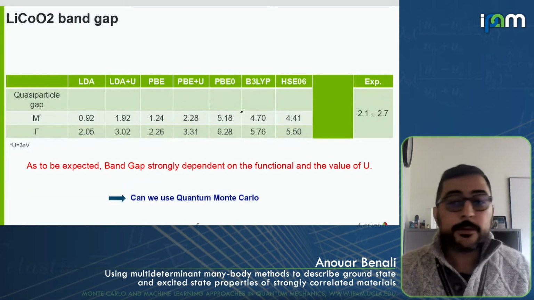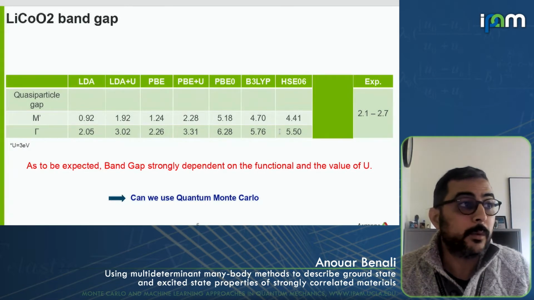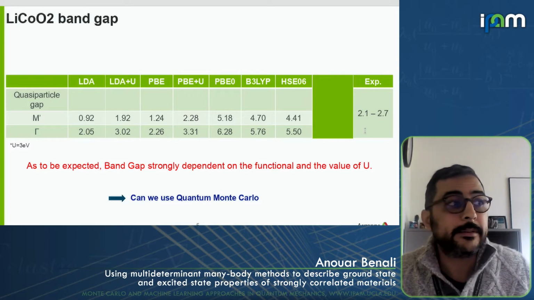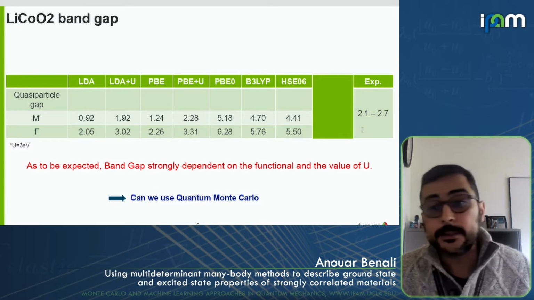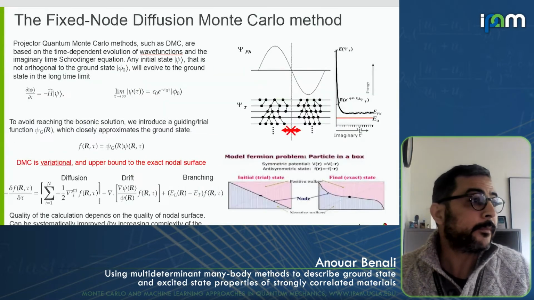So once we try to compute the band gap, of course, if we change a functional, we start getting more or less whatever value we want. From LDA+U to more recent hybrid functionals, nothing really is close to the experimental value of 2.1 to 2.7 eV. So the question is, can quantum Monte Carlo fix this problem?